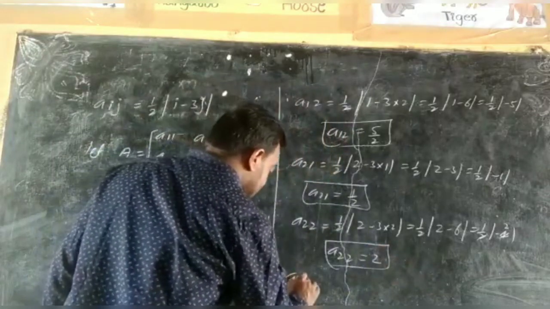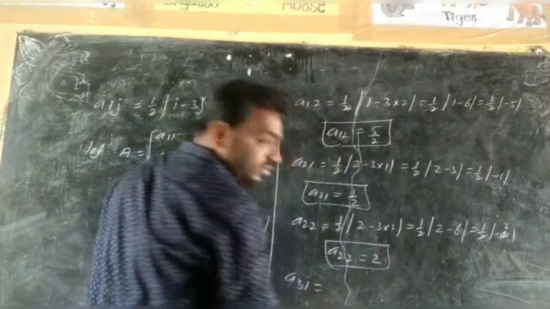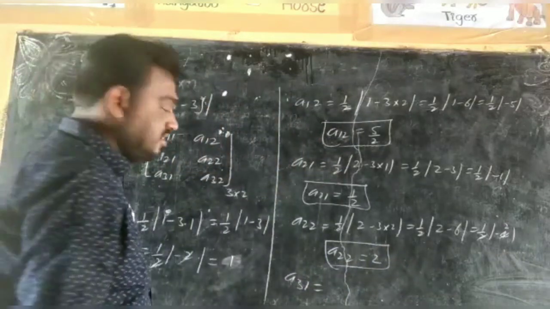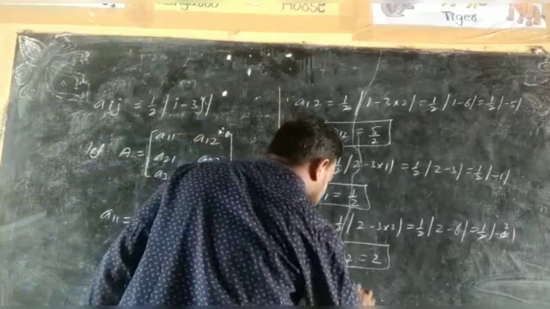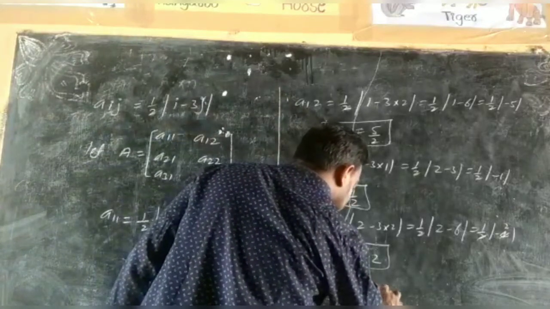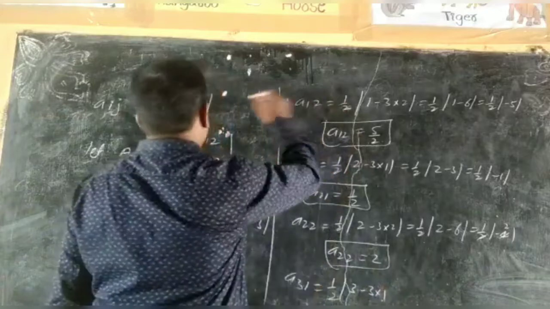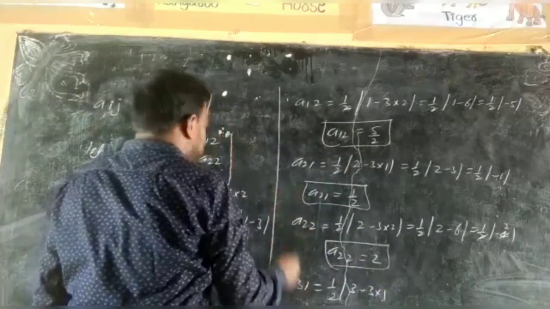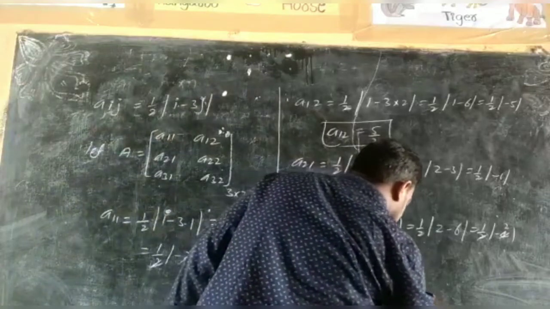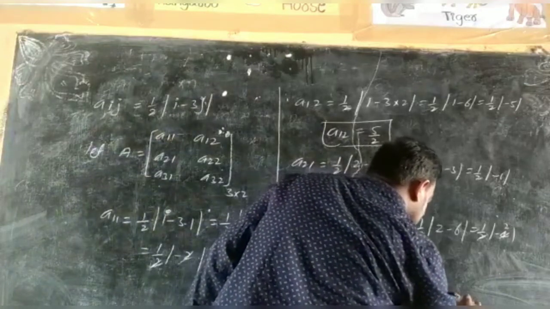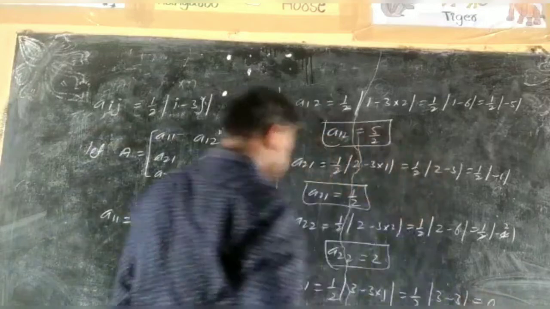Next, similarly, you find A31. A31 is equal to what? 1 by 2 into modulus of 3 minus 3 into 1. In place of I equal to 3, in place of j equal to 1. So this is equal to 1 by 2 into modulus of 3 minus 3. 3 minus 3 value is 0.